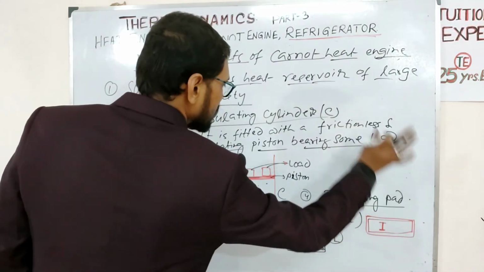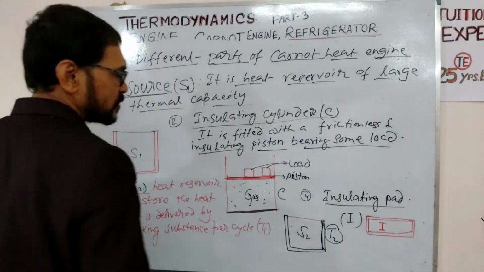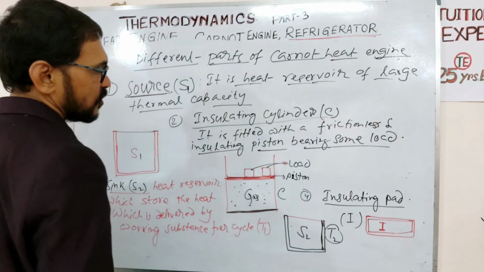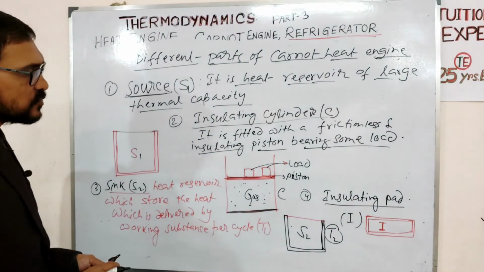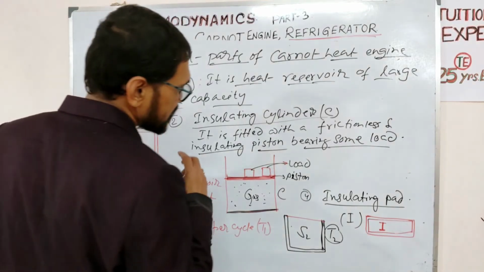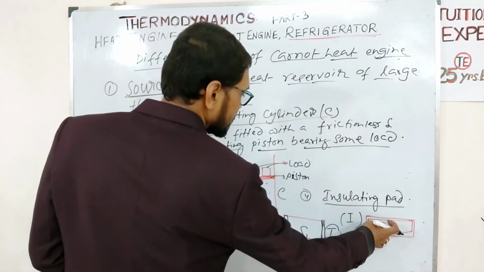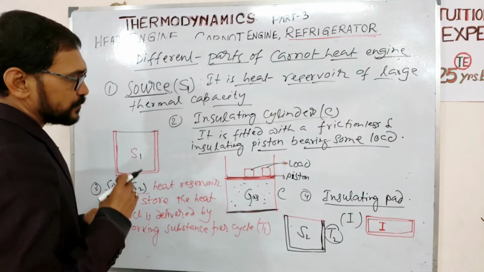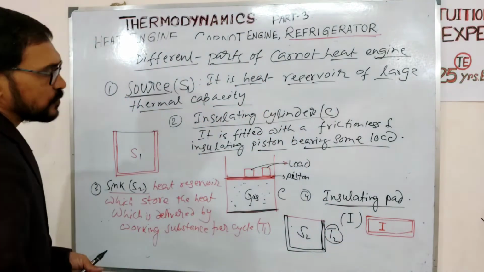And the fourth is the insulating pad. What is the insulating pad? It is insulated such that no heat can transfer from inside to outside, or from outside to inside. In an adiabatic process, we know the definition: there is no exchange of heat. So for adiabatic compression or expansion, the insulating pad is required to perform the process adiabatically. So these are the four main parts.